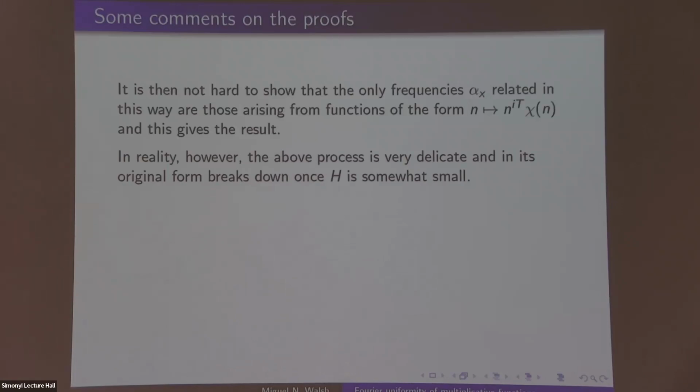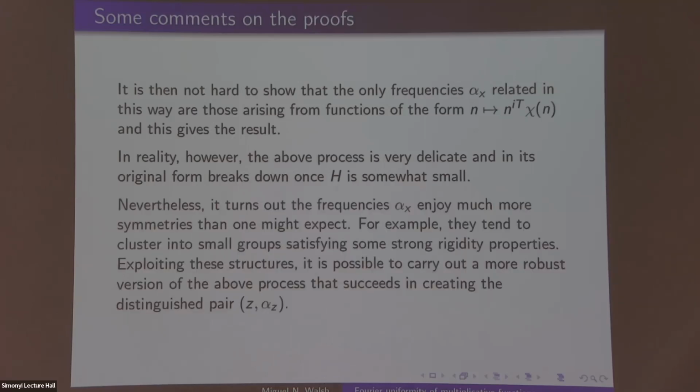But this process is very delicate, and in its original form, it breaks down as soon as h is somewhat small. The smaller h is, the more iterations you have to make to get the same set. When h is very small, this breaks down. So I'm not going to tell you much about how it works, but just to mention a general idea: the main point is that these frequencies alpha x turn out to enjoy much more symmetries than one might expect. So, there are the Fourier coefficients of general multiplicative functions, in the sense that one should expect something bigger, but there turn out to be a lot of things going on that one can exploit.